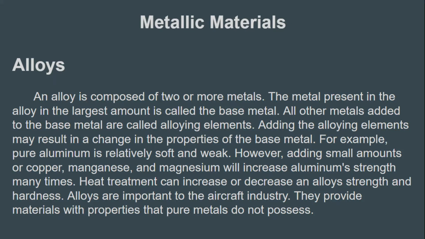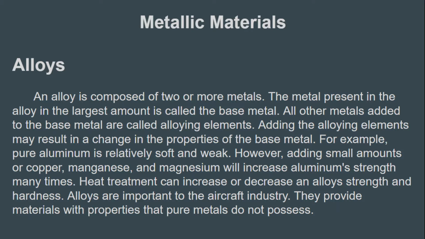Metallic materials. Alloys. An alloy is composed of two or more metals. The metal present in the alloy in the largest amount is called the base metal. All other metals added to the base metal are called alloying elements. Adding the alloying elements may result in a change in the properties of the base metal.